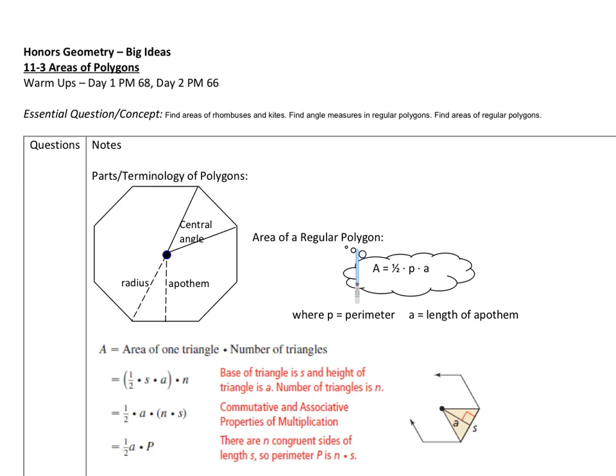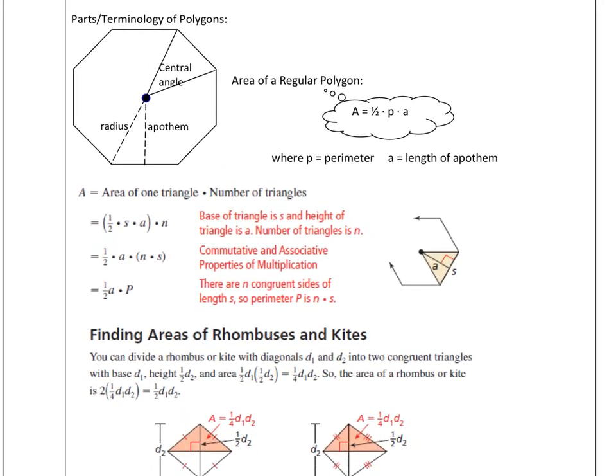We can find the area of a regular polygon by using this formula. The area equals 1/2 times the perimeter. P stands for the perimeter, so we add up all the way around, and A is this apothem length. Now, here's how we can get this formula. If I take one of these triangles, where the central angle is formed, and I put it right here, here's my apothem. This S stands for this side length right here.